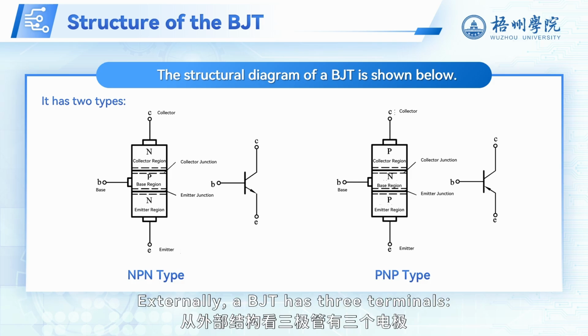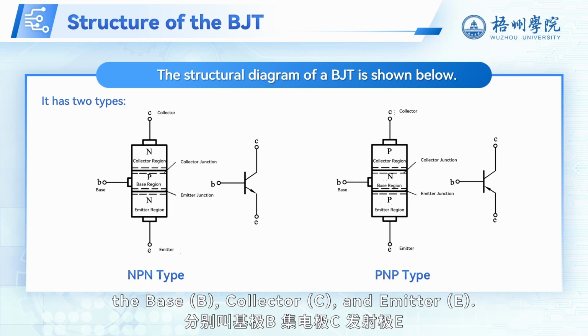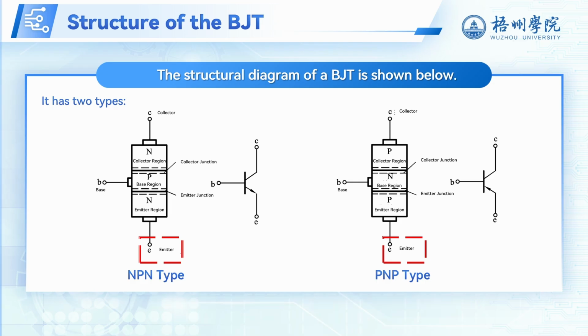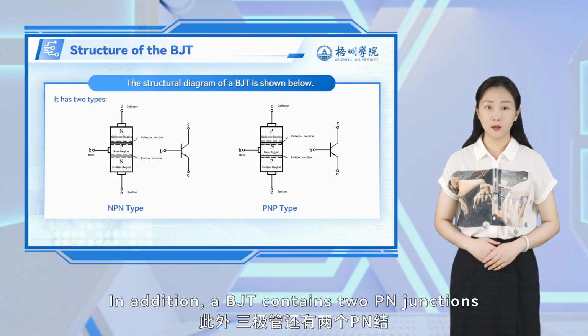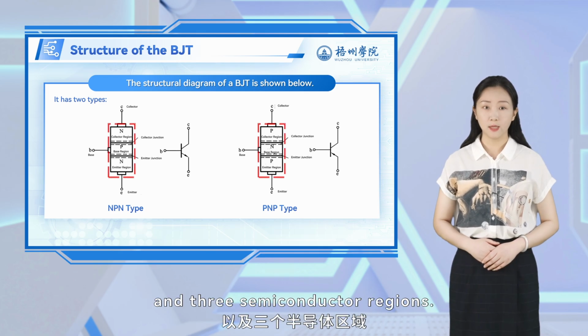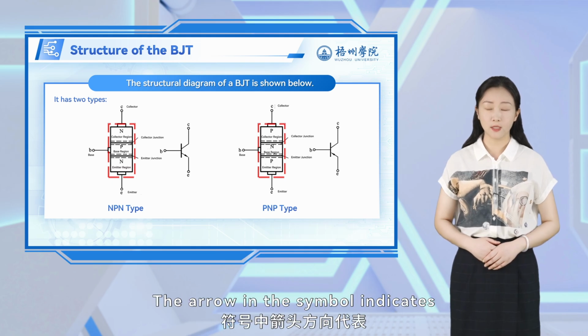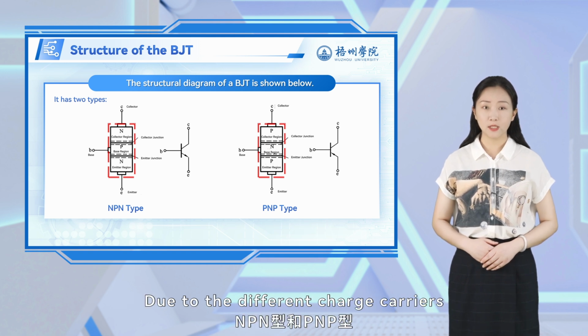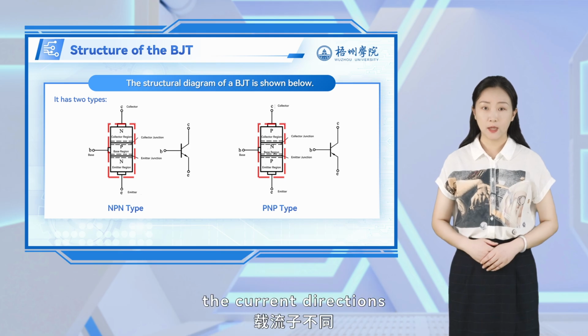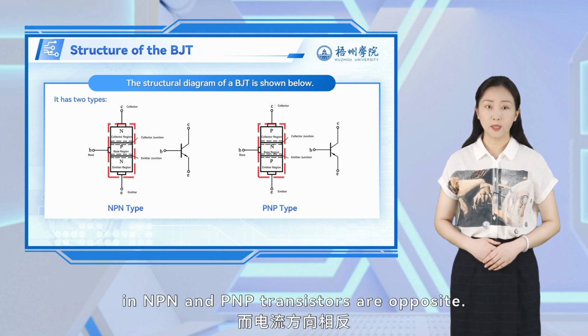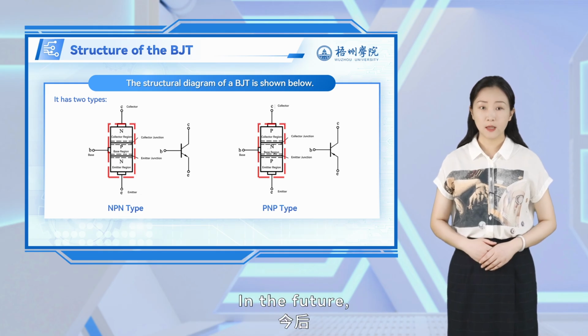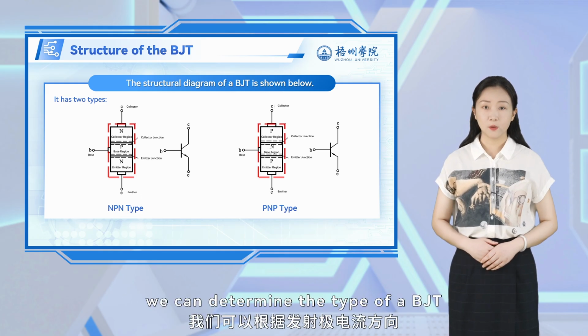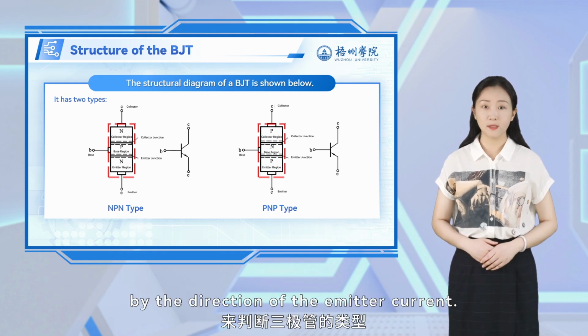Externally, a bipolar junction transistor has three terminals: the base, collector, and emitter. In addition, a bipolar junction transistor contains two PN junctions and three semiconductor regions. The arrow in the symbol indicates the actual direction of the emitter current. Due to the different charge carriers involved in conduction, the current directions in NPN and PNP transistors are opposite. In the future, we can determine the type of a bipolar junction transistor by the direction of the emitter current.